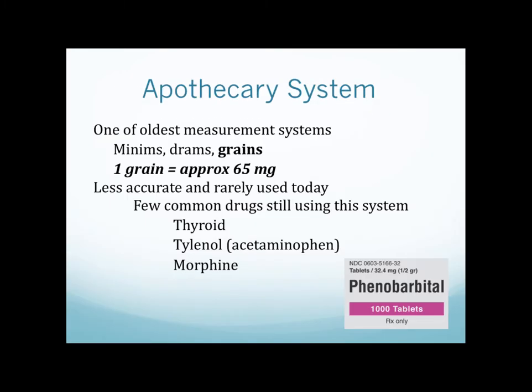The first unit that I want to talk about is grains. It's from an old apothecary system. That system isn't used very much except for this one unit of measure. A grain was about the size of a rice grain. 65 milligrams is the conversion that we usually use. It might be used for thyroid medications, acetaminophen, morphine, and phenobarb.